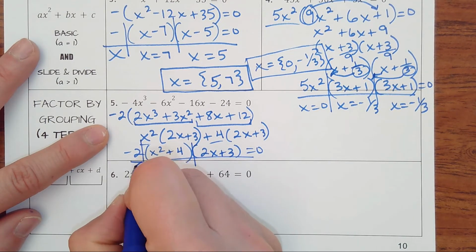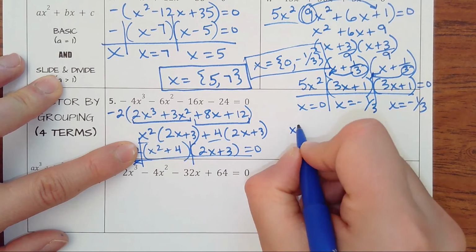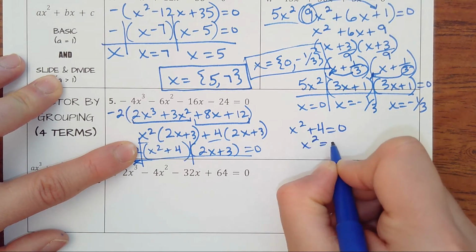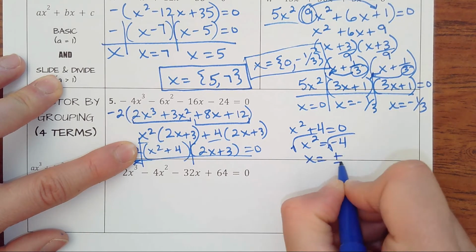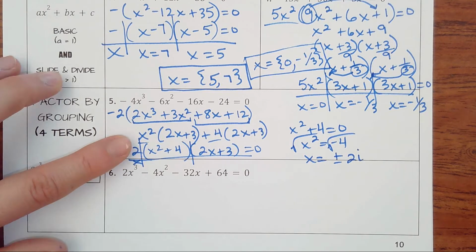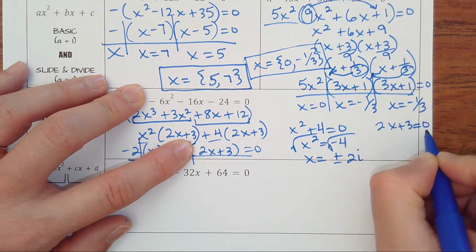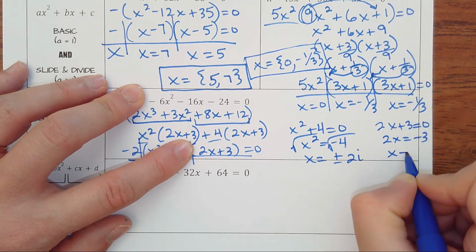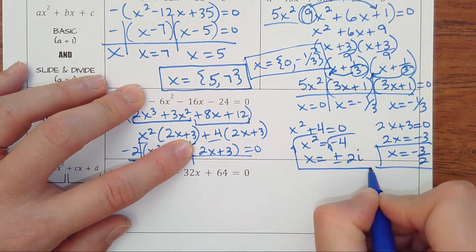So this first one won't get an answer at all. It doesn't have an x. I need to solve x squared plus 4 equals 0. Subtract the 4 over, so now it's negative. Square rooting -4 gets me 2 answers, plus or minus 2i. And then this one, subtract the 3 over, making it negative, divide by 2, so x is -3/2. I'm not going to write that one again because I'm really running out of room.